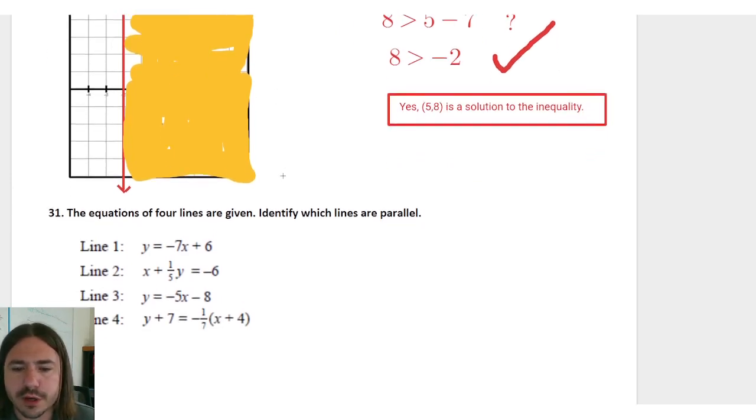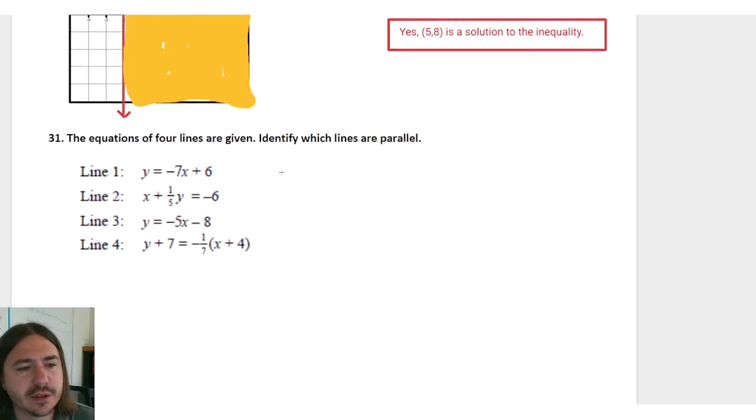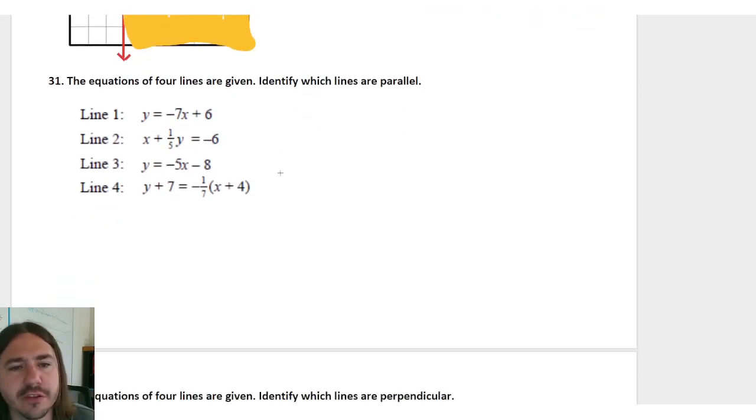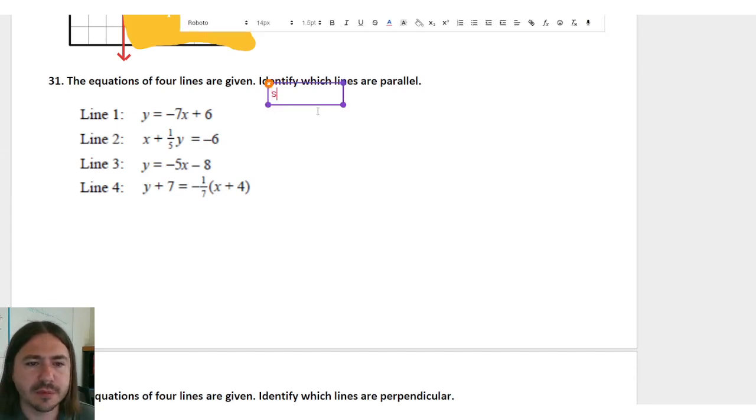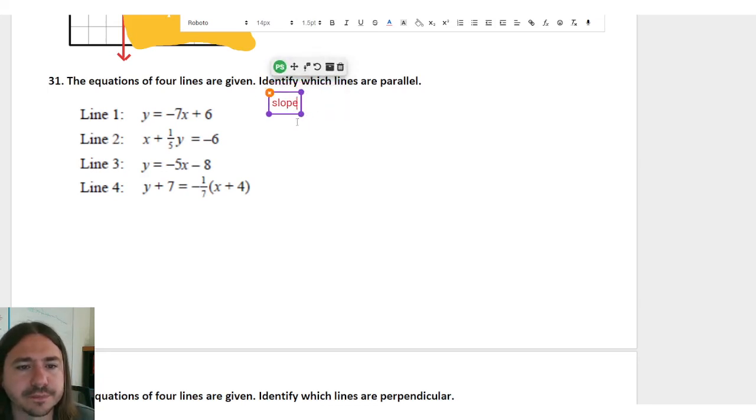For 31, it says the equations of 4 lines are given, identify which lines are parallel. So parallel lines will have the same slope, so basically what we need to do is check the slope for each one. So maybe I'll make a little column here.